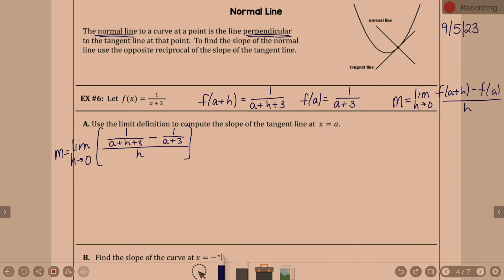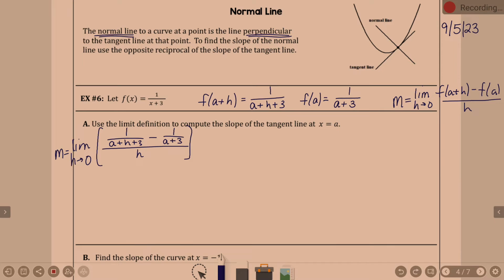It's two fractions being subtracted. Could we make those into one fraction? You have to find the common denominator. Okay. Common denominator is going to be a plus h plus 3 times a plus 3. It's going to be the two denominators multiplied together.